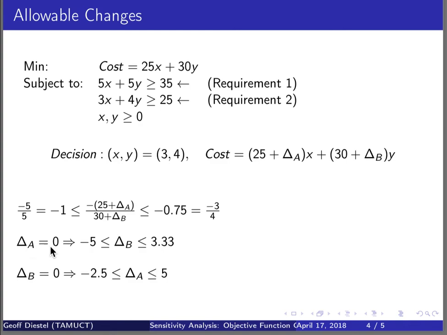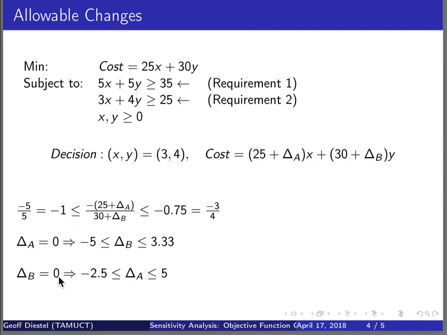So we assume if the cost to dispose of chemical A doesn't change, which means delta A is 0, which means the cost 25 is not changing, then the cost of 30 could change by a decrease of $5 per ounce or an increase of $3 1/3 per ounce. So if delta A is 0, delta B can range within this interval of values, and we know that it will not change our decision to mix 3 ounces of chemical A and 4 ounces of chemical B to minimize our cost.